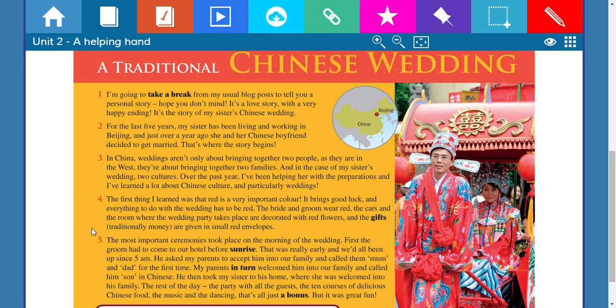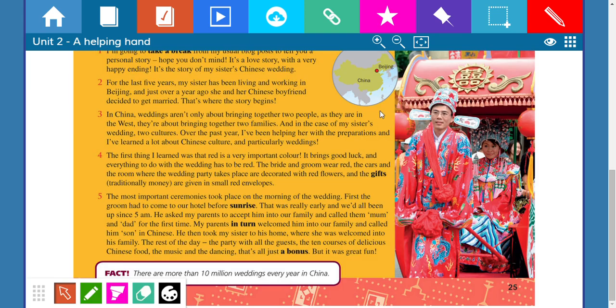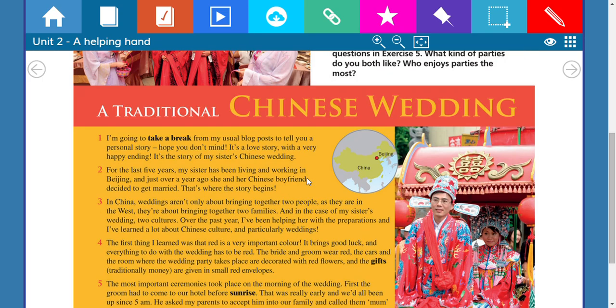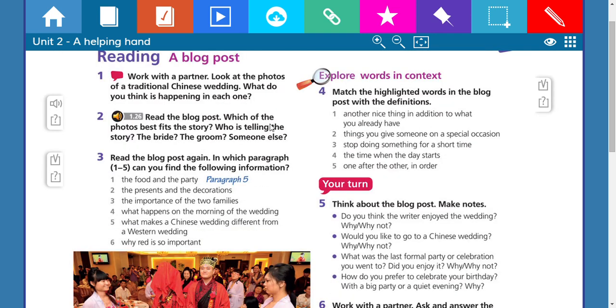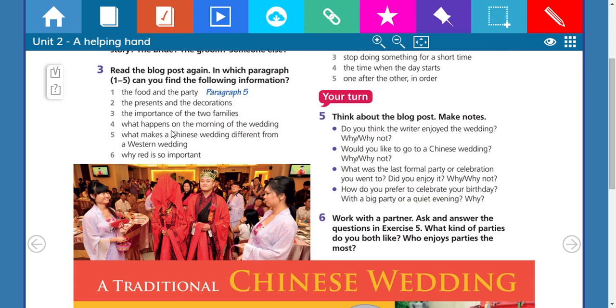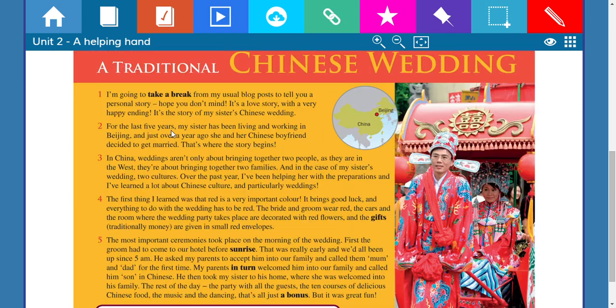Okay, well, this is the reading about a traditional Chinese wedding, no? Remember, the color red is very important for them because it brings good luck. Okay, now let's see. The first question was which of the photos best fits the story? Number one or number two?